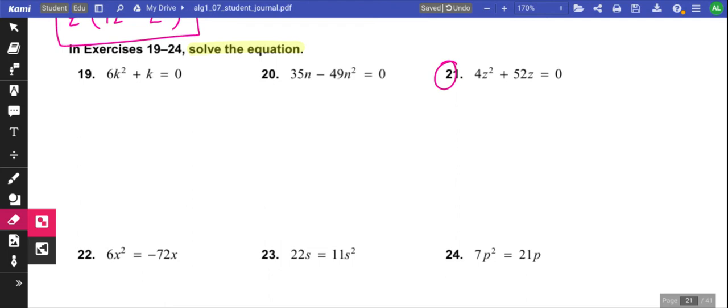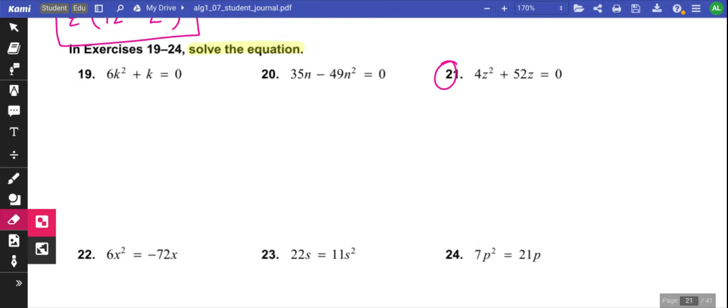So first you want to start by factoring, and then we're going to do just like we did yesterday. We're going to use that factored form, set each little piece equal to 0, and we're done. All right, so okay, 21. We're going to go ahead here.